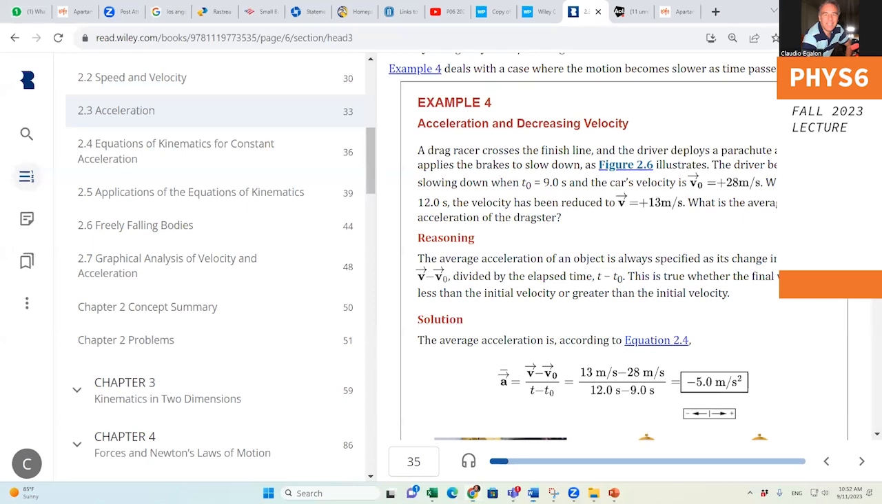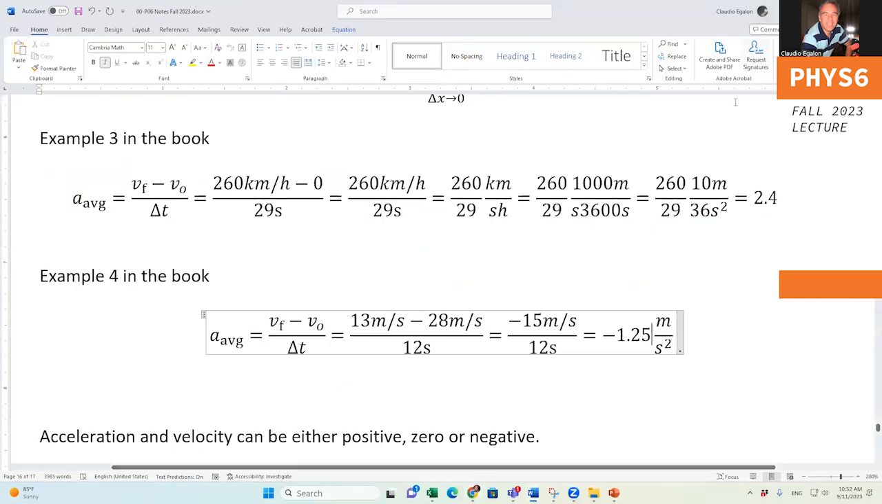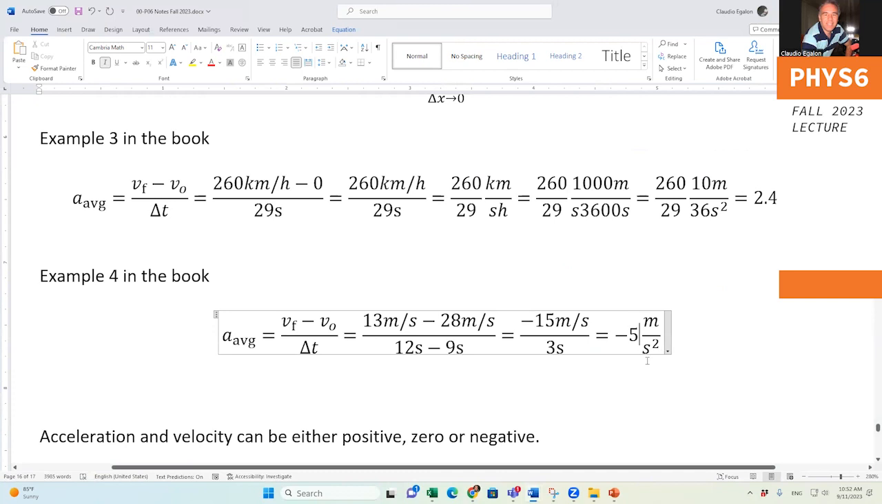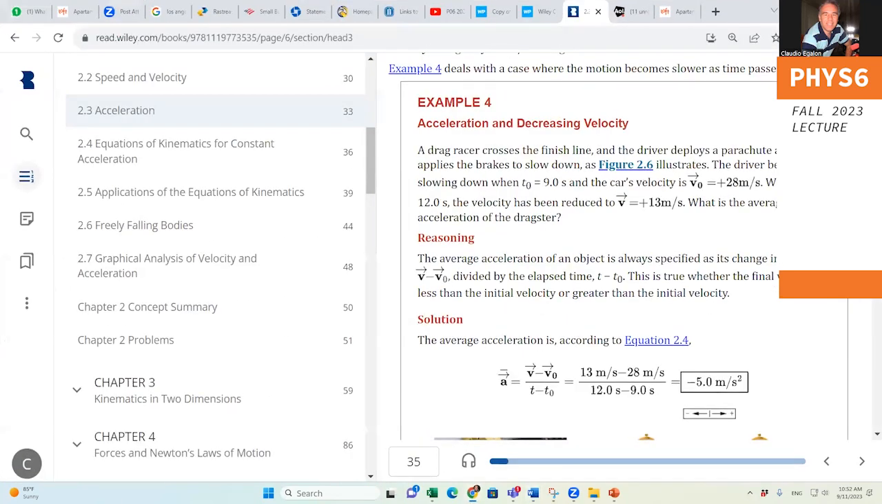Okay, so let's do that again. It's not 12 minus 9, right? It's 12 seconds minus 9 seconds. That's the right way of doing that. And then we have 3 seconds here. Now we get what the book gets: 5 meters per second squared. Yeah. So sometimes you have to read the problem very carefully, okay?